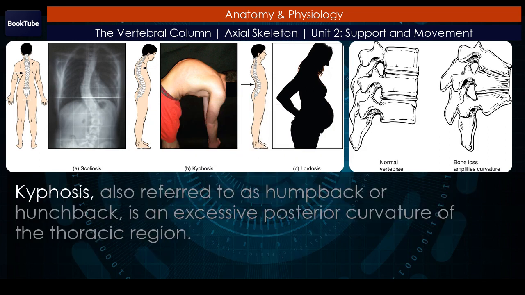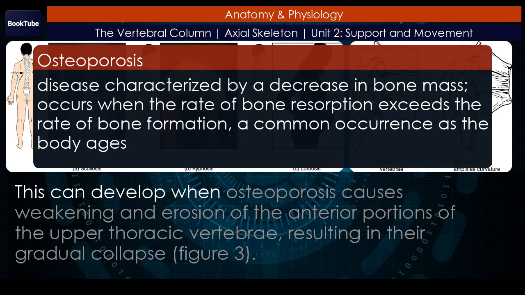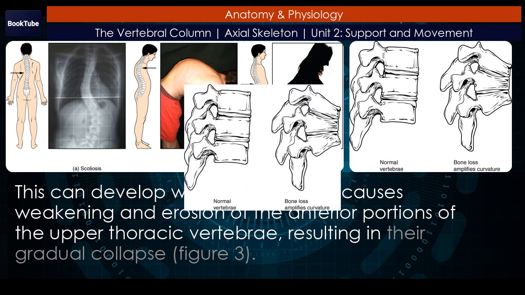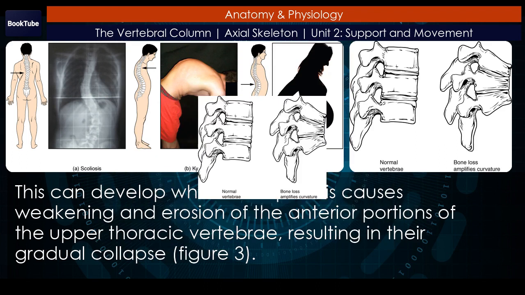Figure 2. Kyphosis, also referred to as humpback or hunchback, is an excessive posterior curvature of the thoracic region. This can develop when osteoporosis causes weakening and erosion of the anterior portions of the upper thoracic vertebrae, resulting in their gradual collapse. Figure 3.